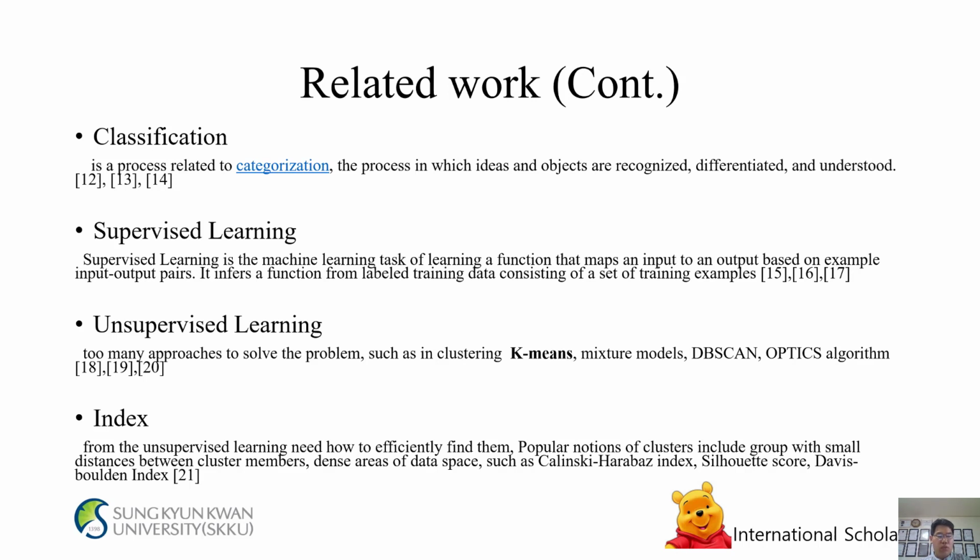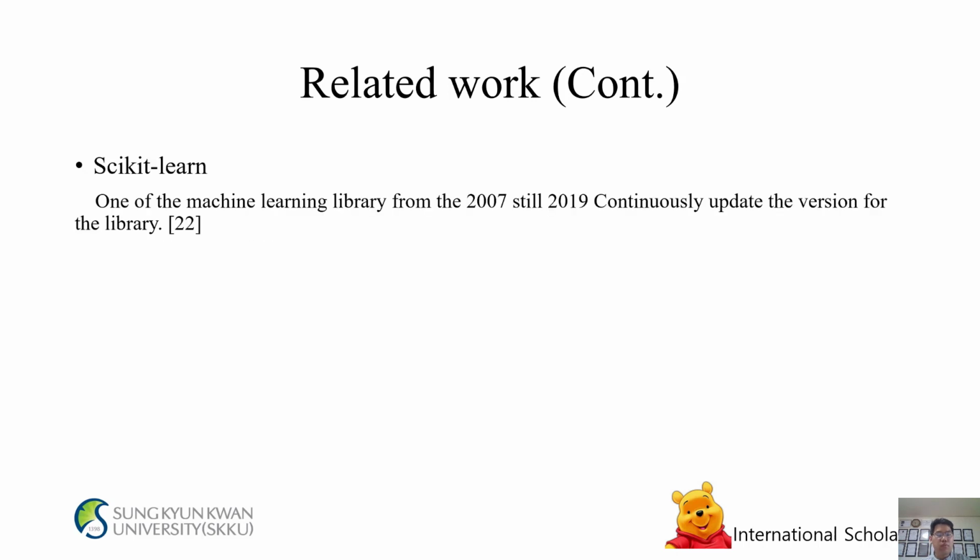Unsupervised learning. There are many approaches to solve the problem, such as clustering, K-means, mixture models, DBSCAN, OPTICS algorithm, reference 18, 19, and 20. Index. From the unsupervised learning, we need to know how to efficiently find them. Popular notions of clusters include a group with small distances between the cluster members, dense areas of data space, such as current garbage index, serial score, Dave's burden, reference 21.